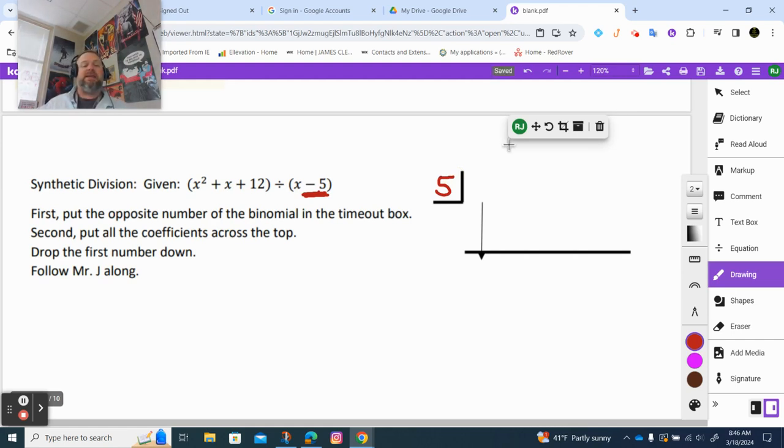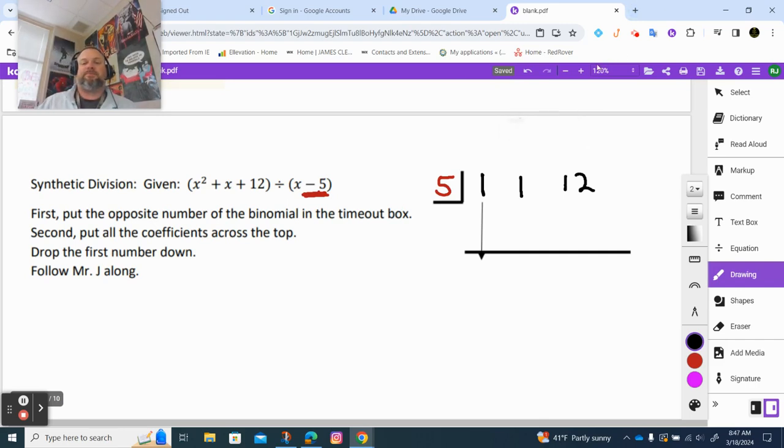Okay. Second, we're going to put all the coefficients across the top. I'm using some big words, but that's okay. Basically, we're going to put all the big numbers up here. So that big number in front of the x squared is a 1. This is a 1. And then this is a 12.